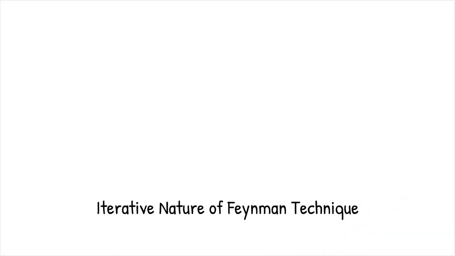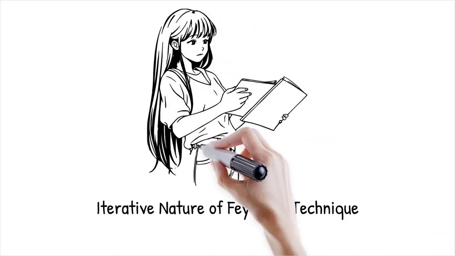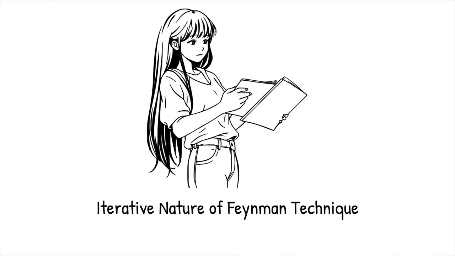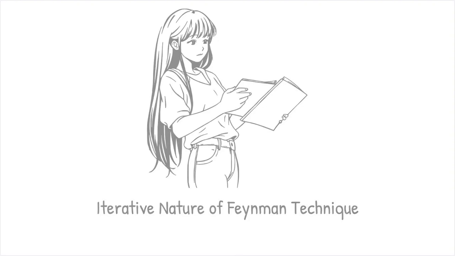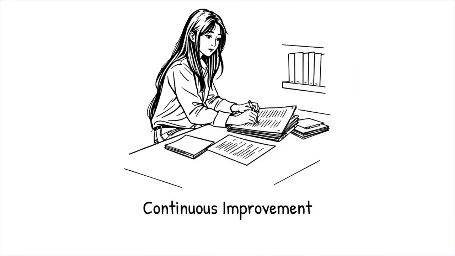The Feynman technique is iterative, meaning you repeat the process of explaining, identifying gaps, and refining your explanation until it's clear and complete. With each iteration, your explanation becomes simpler and more comprehensive. This cyclical process encourages continuous improvement and deeper learning. Over time, the repeated practice transforms complex ideas into clear, digestible knowledge.